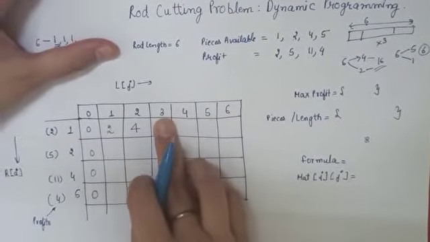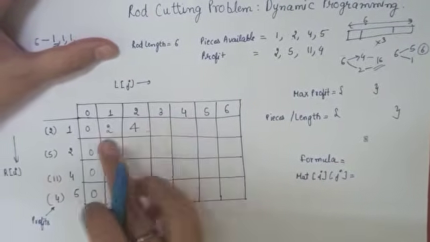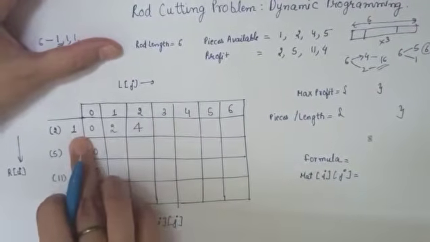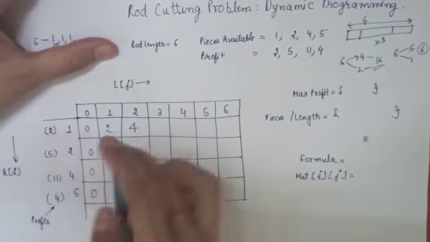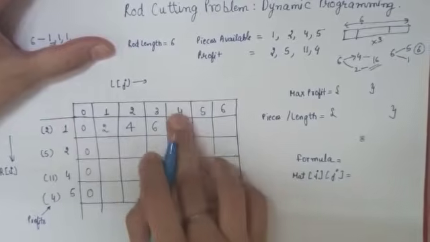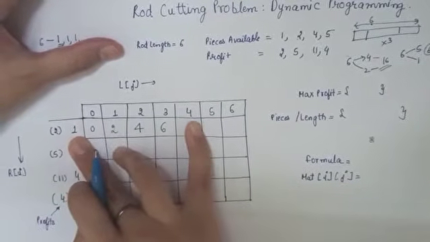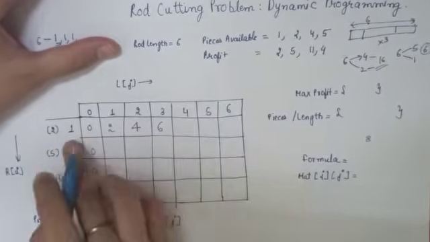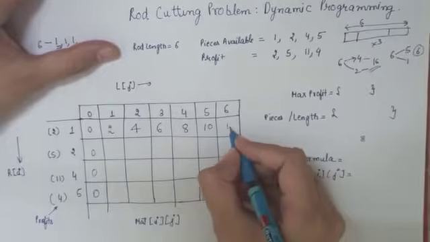Rod of length 3 is given, and we have to divide it into rods of length 1. How many pieces? 3 pieces, and the profit associated with each piece is 2, so the total profit is 6. Length 4, divided into length 1: 4 pieces, profit associated with each piece is 2, so 4 into 2 is 8. Similarly, this will be 10 and this will be 12.